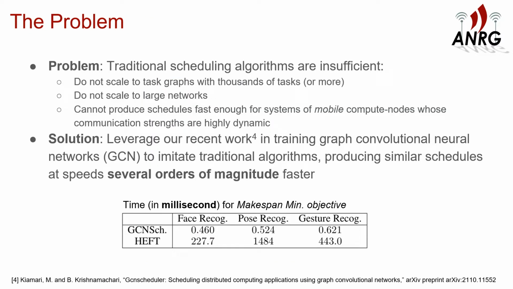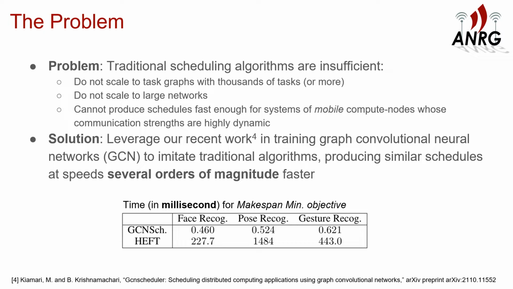So the problem we're interested in involves scheduling and executing these complex task graphs on networks of mobile compute nodes. Traditional algorithms are insufficient because they don't scale to task graphs with many tasks, and they also don't scale for large networks. Most importantly, though, they can't produce schedules fast enough for systems of mobile compute nodes where the communication strengths are highly dynamic.